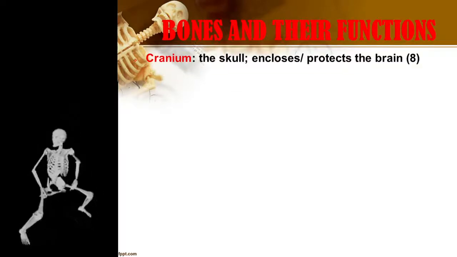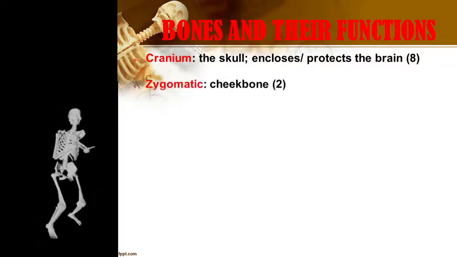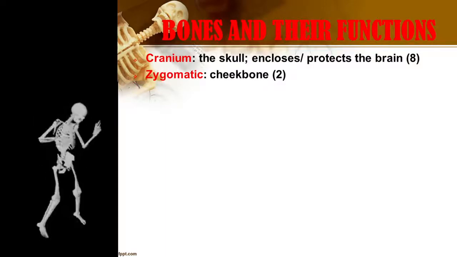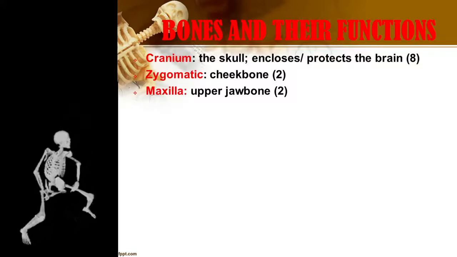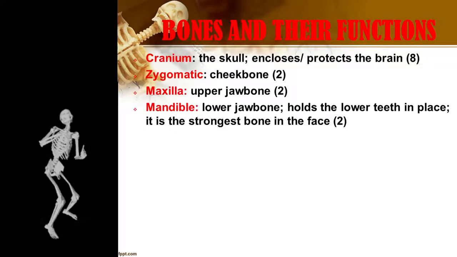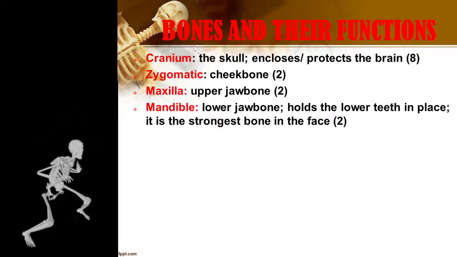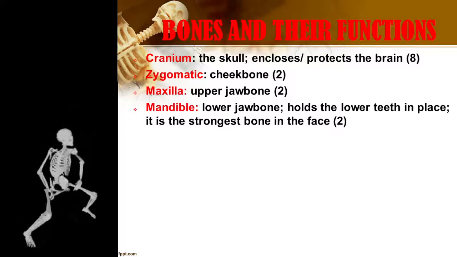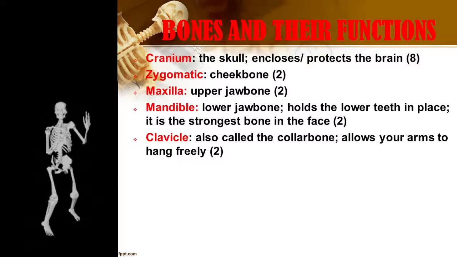Now let's talk about the different bones and their function. Like I mentioned a while ago, the cranium, which is the top of the skull, encloses and protects the brain. The zygomatic or the cheekbone, and we have the upper jawbone, which is important in talking and when we chew our food, and the mandible. The lower mandible or jawbone holds the lower teeth in place, and it is considered to be the strongest bone in the face. Then we have the clavicle, also called the collarbone, which allows your arms to hang freely.